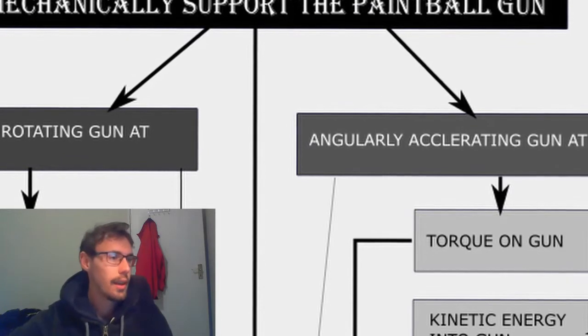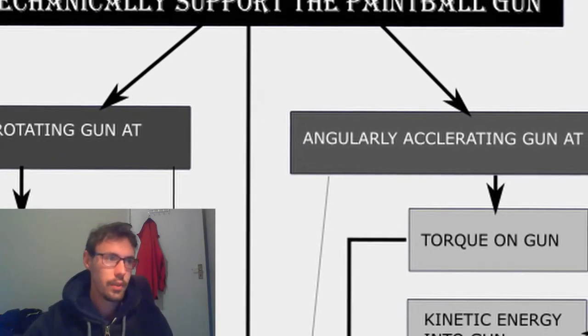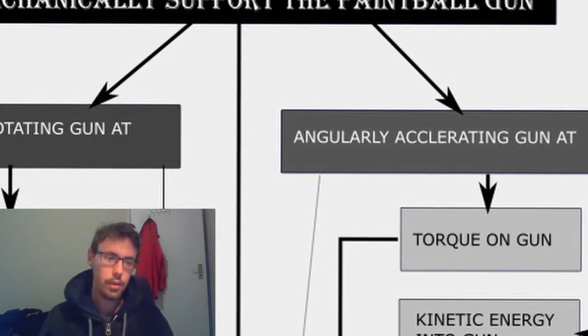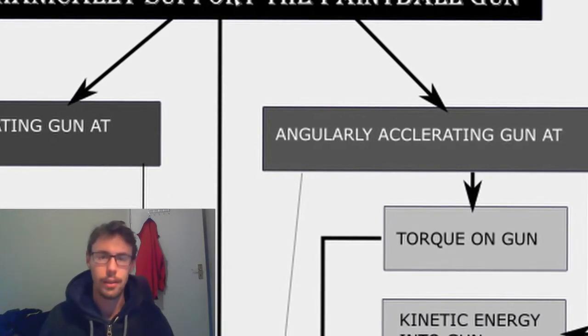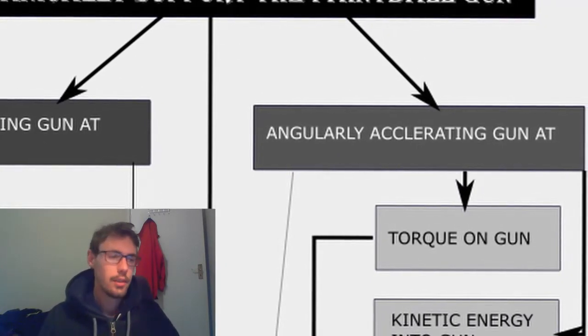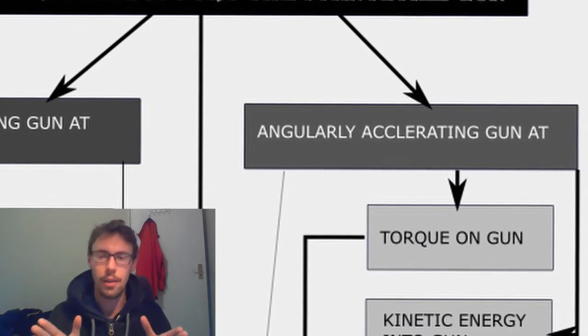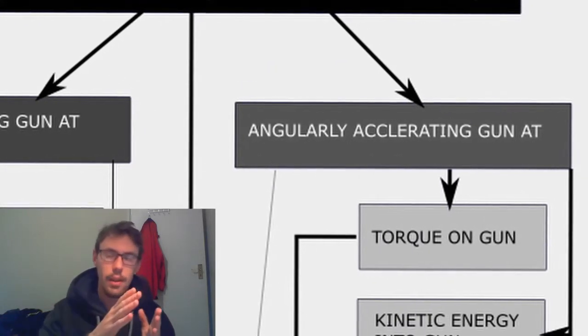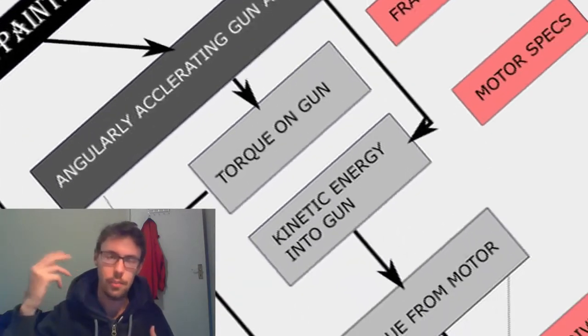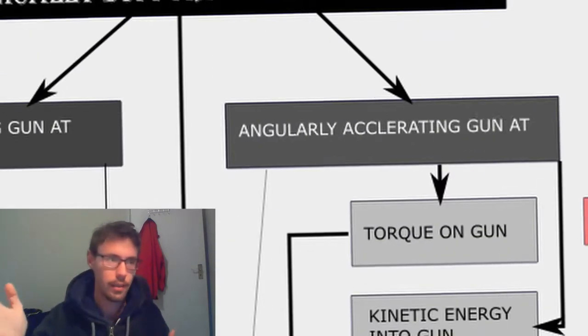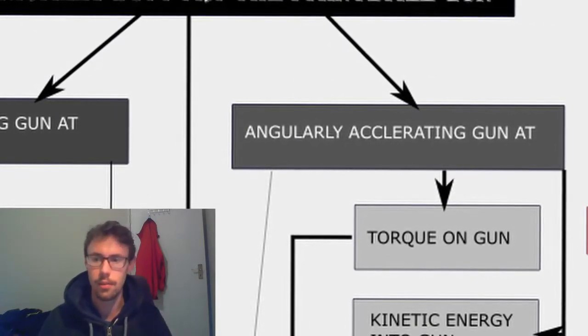So if we just look at the angular acceleration part first, this obviously comes from our requirement specs, which I don't have in front of me now. I'm going to add it halfway through the video. So this requirement spec obviously required us to accelerate the gun at some specified angular acceleration based on the maximum speed that can be achieved by a human accelerating.